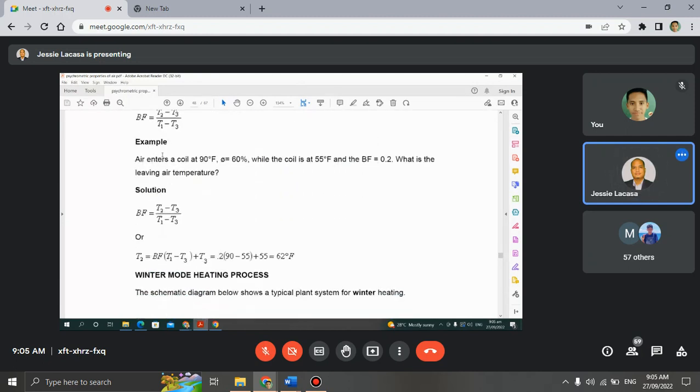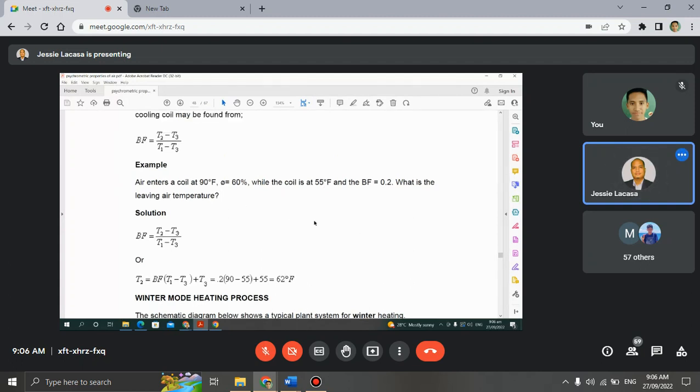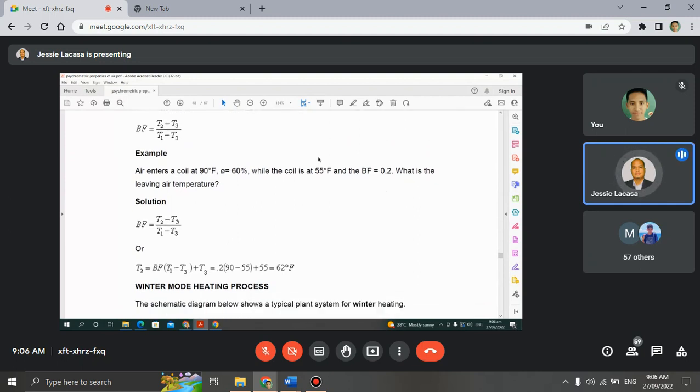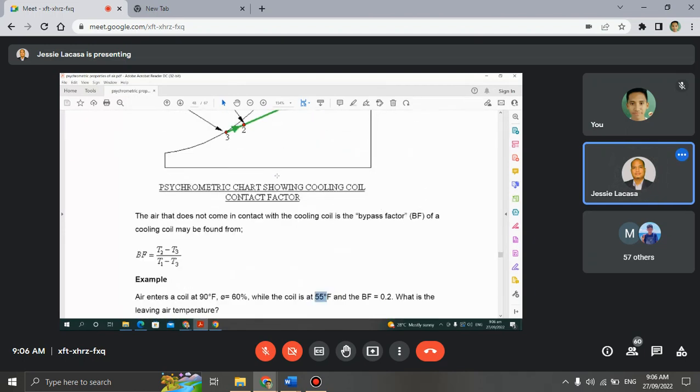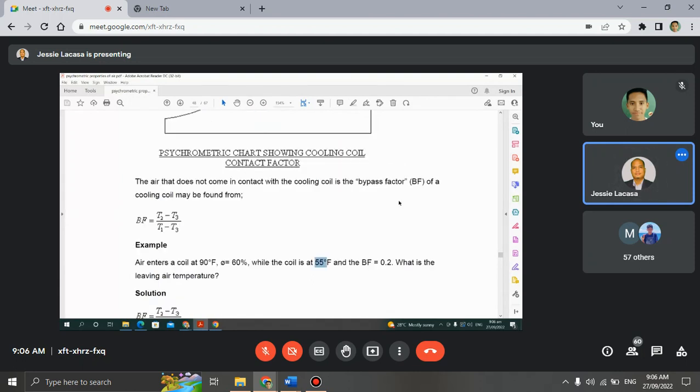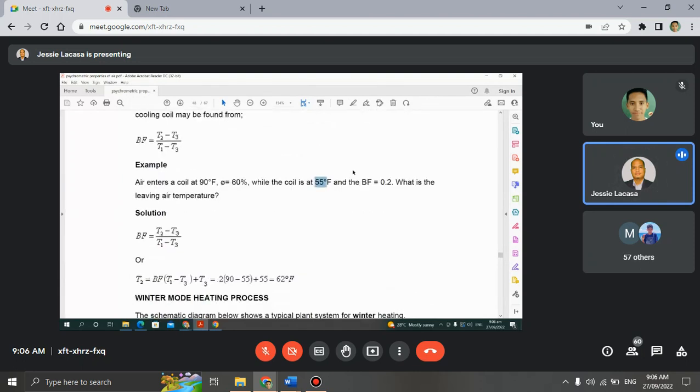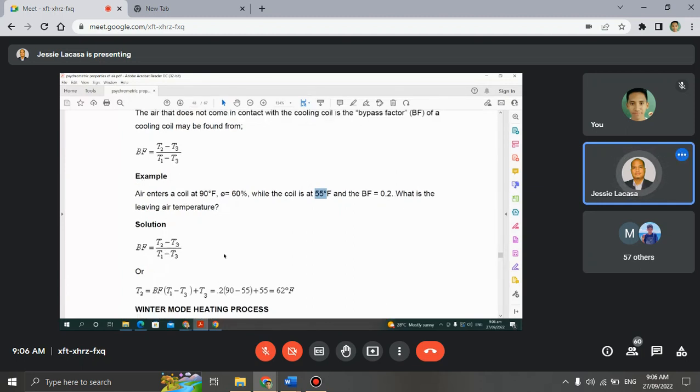Example: air enters a coil at 90 degrees Fahrenheit, 60% RH, while the coil is at 55 degrees Fahrenheit and the bypass factor is 0.2. What is the leaving air temperature? So the coil is at 55 degrees Fahrenheit. Then the bypass factor is 0.2. We need to find the leaving air temperature.